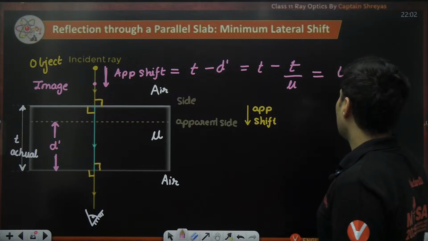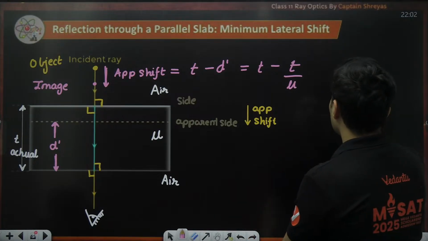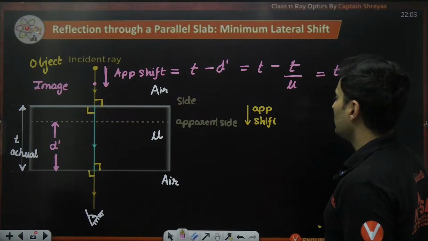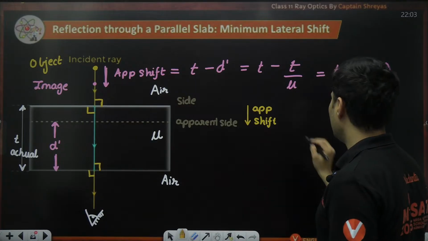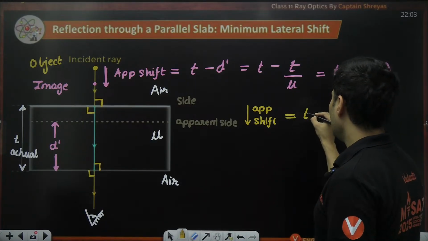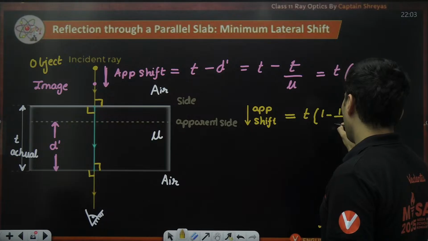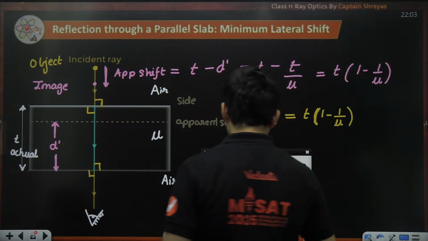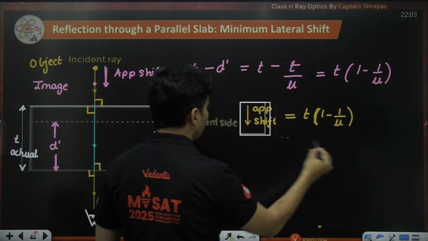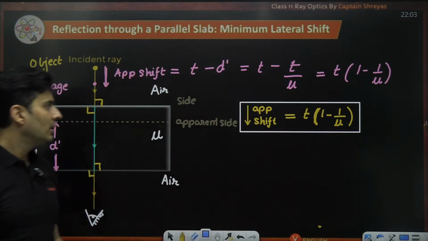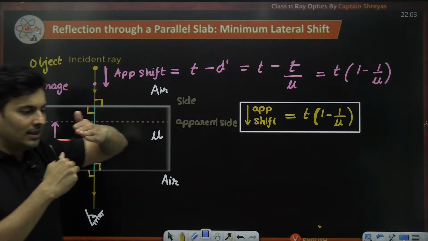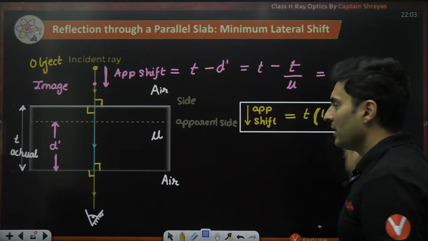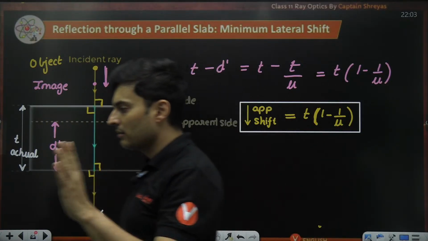So T can be taken common into 1 minus 1 by mu. So this is very, very important formula. The apparent shift is T common 1 minus 1 by mu. Very, very important formula. Keep this in mind. The entire world behind that slab will shift by an amount of T into 1 minus 1 by mu. Very, very important.